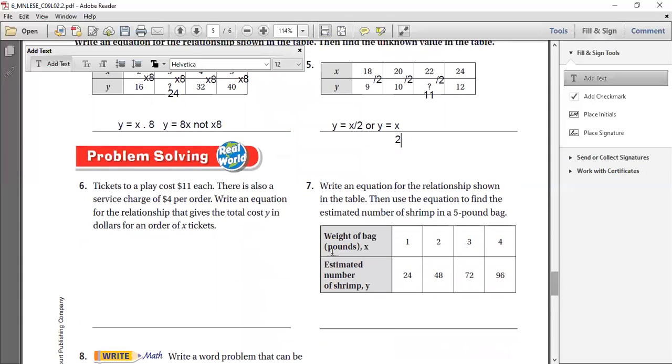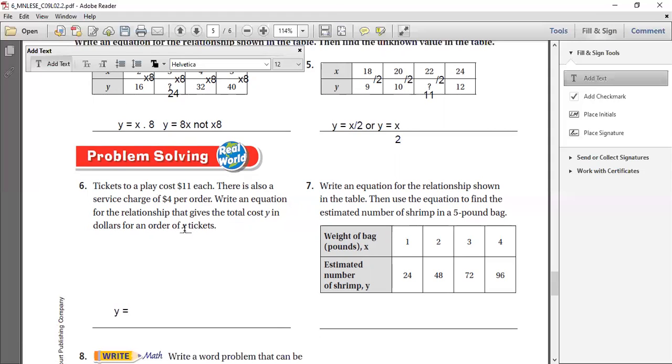Okay, now to the most troublesome question, question number 6. What did they say? Tickets to a play cost $11 each. So tickets for one play is $11 each. There is also a service charge of $4 per order. So for every order, when you order the tickets, you have to pay $4. It means once you have to pay $4 and then you have to buy the tickets. Write an equation for the relationship that gives the total cost y. So total cost is y, which means y is the dependent one, in dollars for an order of x tickets.